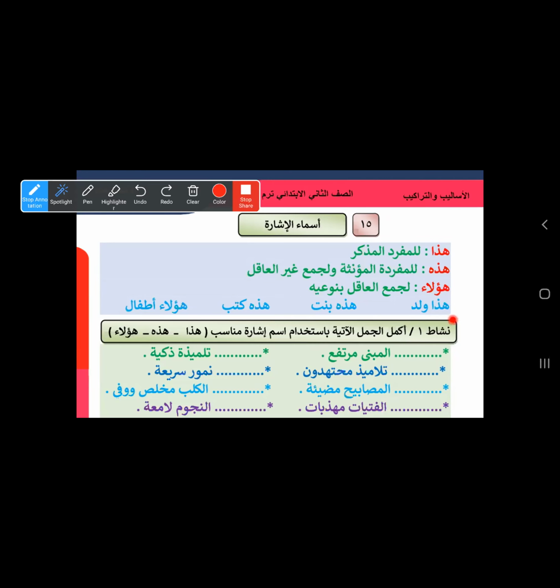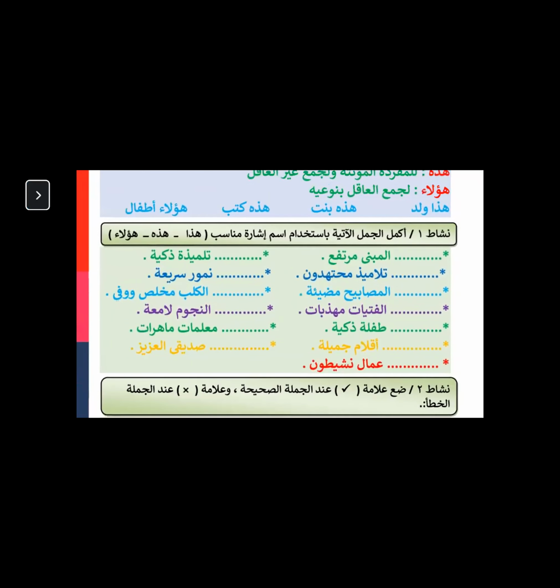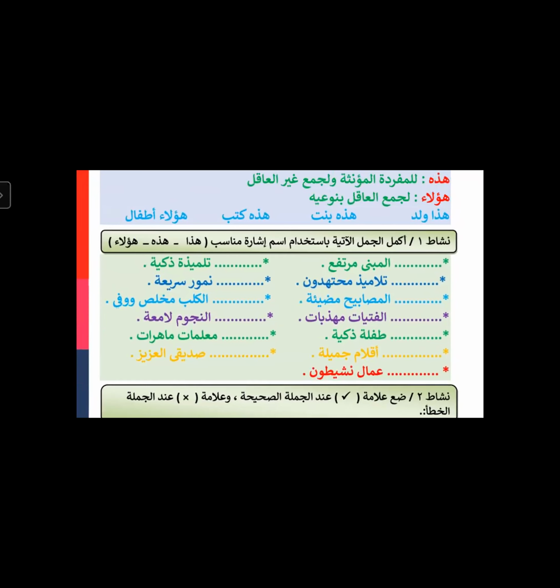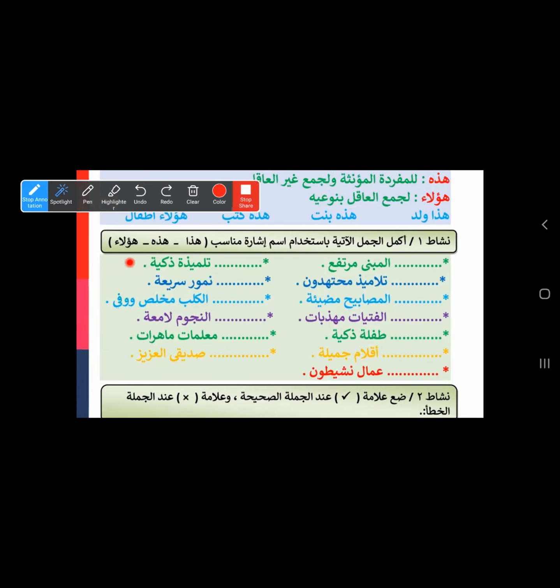So now you have examples. هذا ولد, هذه بنت, and also هذه كتب. طيب جمع غير عاقل. هؤلاء أطفال أو هؤلاء طفلات مثلا, if you are talking about girls. Now النشاط الأول يا أختي عطية. أكمل الجمل الآتية باستخدام اسم إشارة مناسب: هذا، هذه، وهؤلاء.